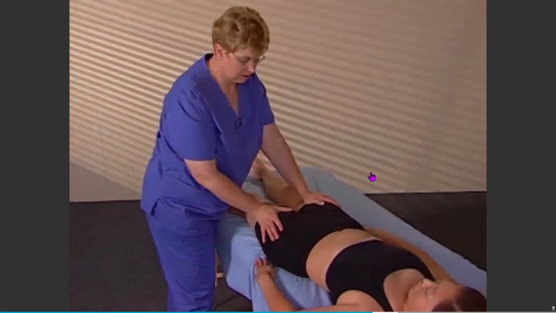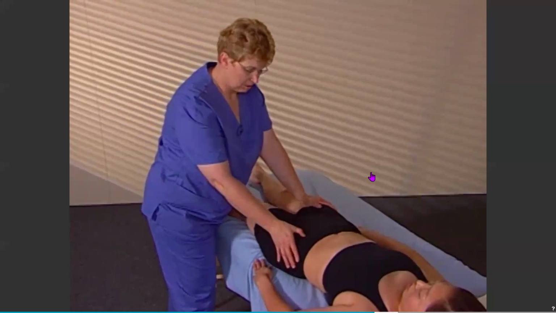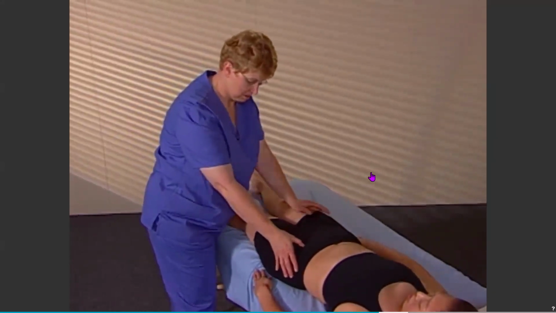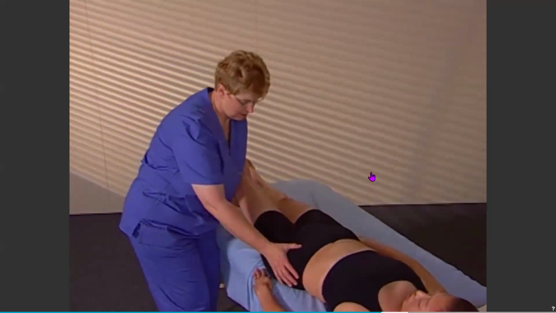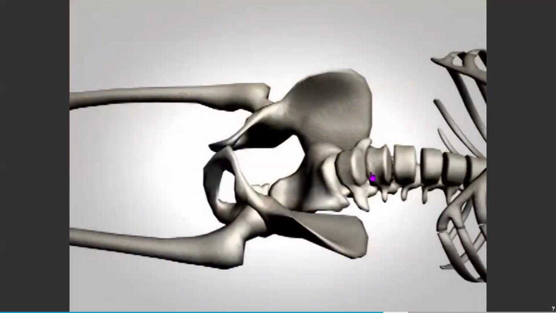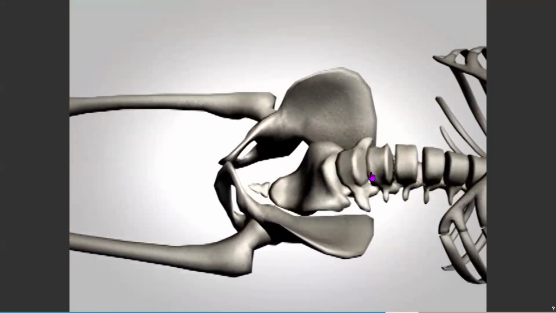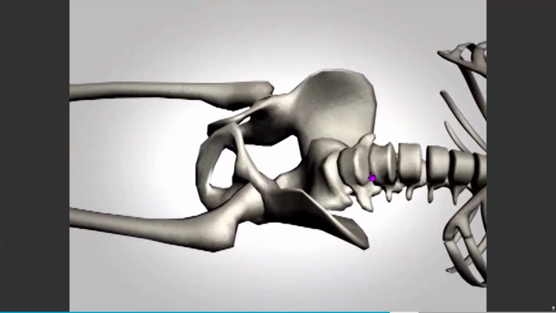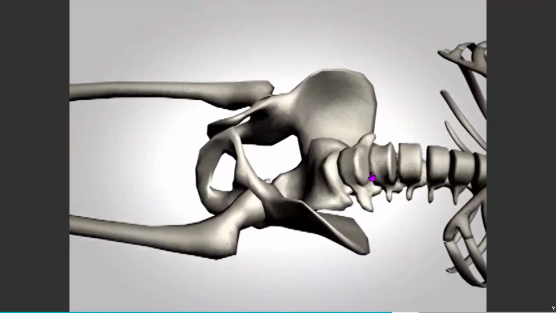The pelvis should be balanced so that the anterior superior iliac spine and the posterior inferior iliac spine are in the same plane. The pelvis can rotate anteriorly or posteriorly. It can rotate bilaterally or only on one side.